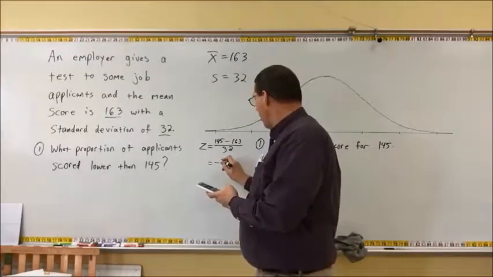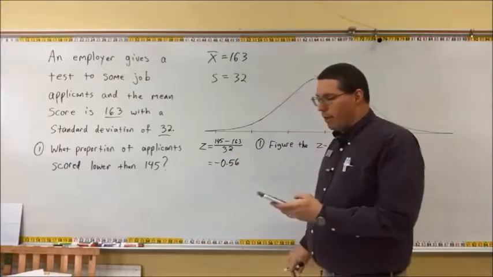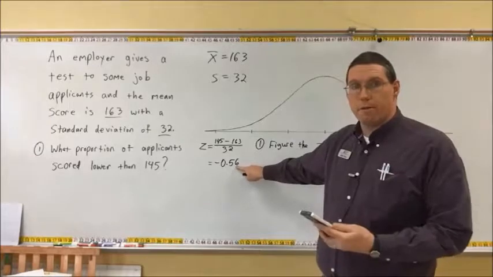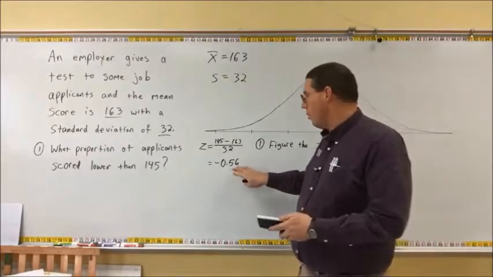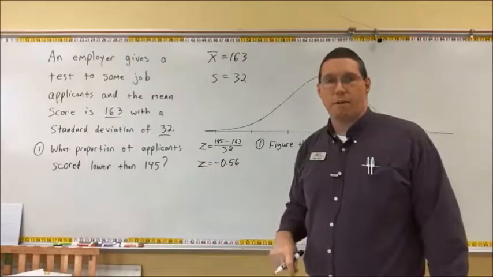negative 0.56. Now it's negative 0.5625, but we have to round this number. And since it's a 2, this is not going to go up. So our z-score in this case is negative 0.56.